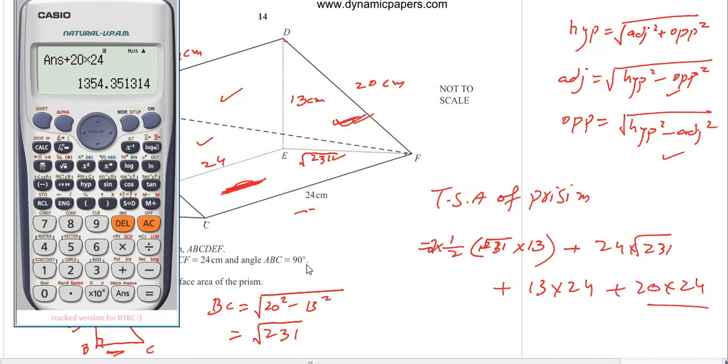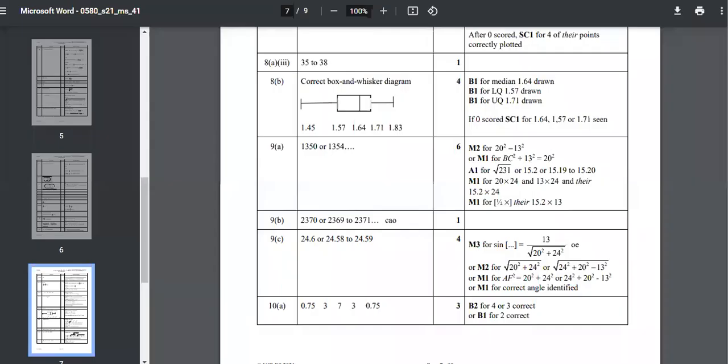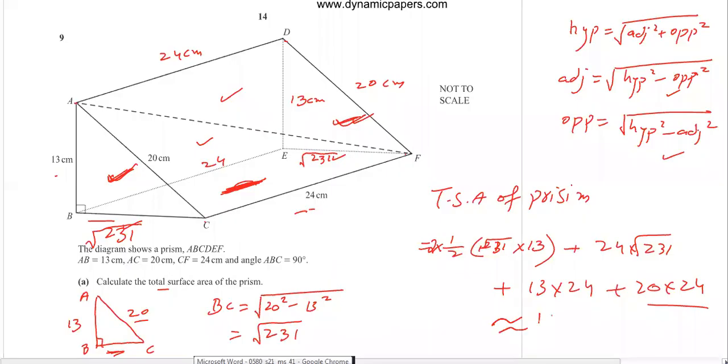So it's giving the total 1354 point something. So you can round it to the whole number value, 1354 approximately. 1354. So that will be the way. So just make sure you don't miss any side for taking the total surface area.